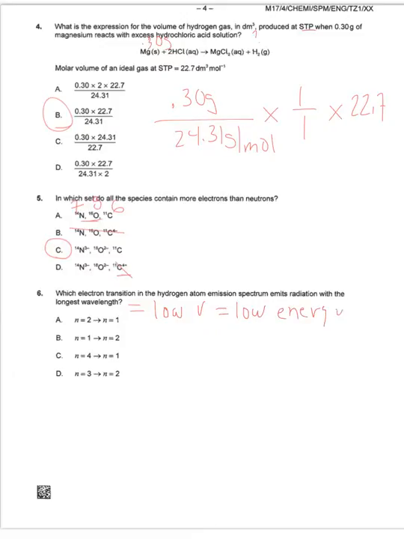And the other thing to realize is it's asking about being emitted. So that means we're going to be coming from a higher energy level down to a lower one. So B is eliminated. 2 to 1 is a good distractor because that is the biggest step you can take between two energy levels. But 4 to 1 would actually exceed that because now you're taking multiple steps.